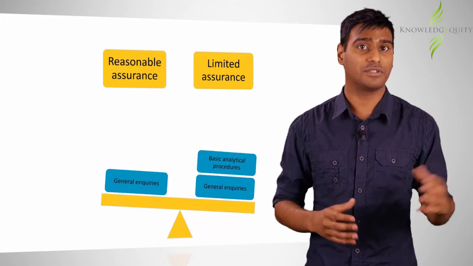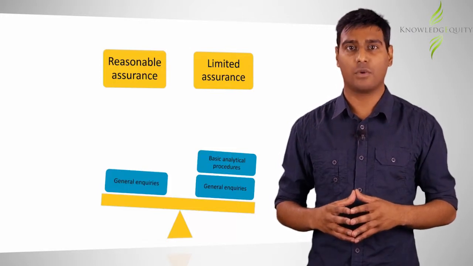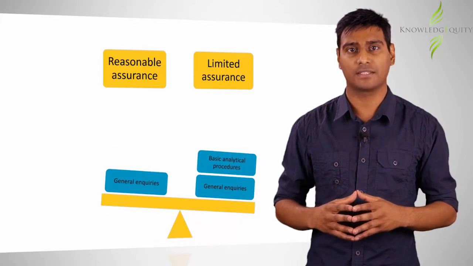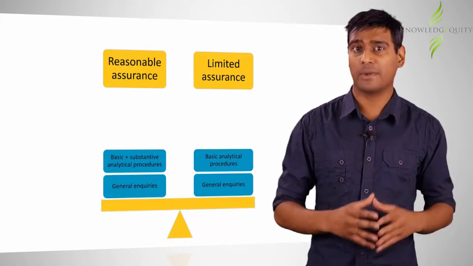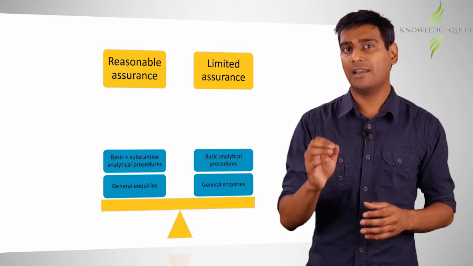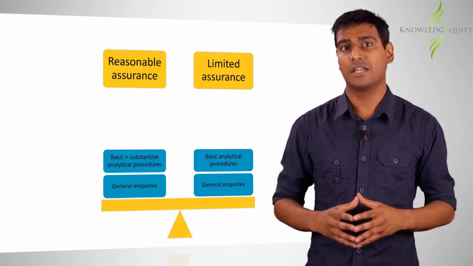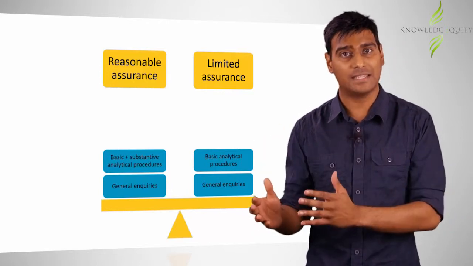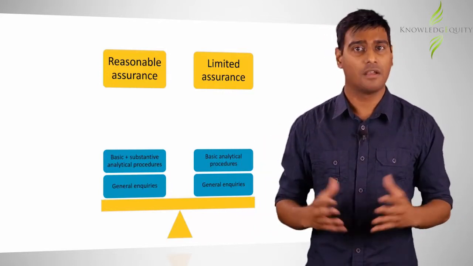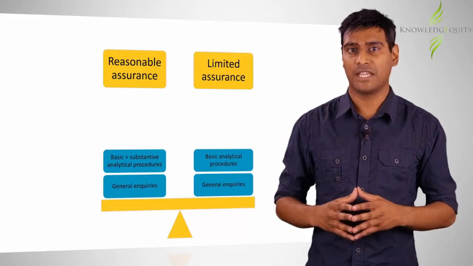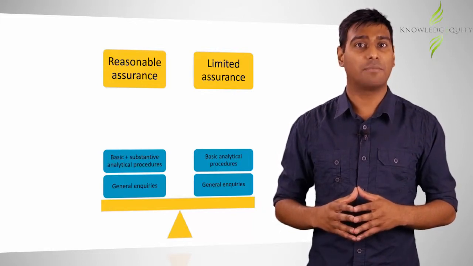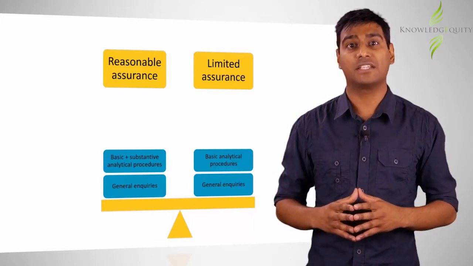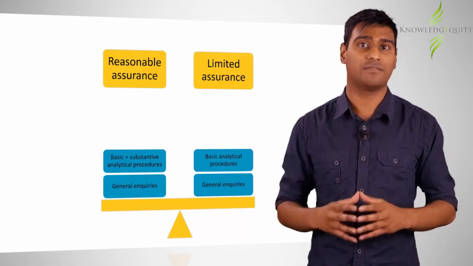In a reasonable assurance engagement, the practitioner will also be required to obtain an understanding of the entity and the business by making general inquiries. The practitioner will also perform analytical procedures, but unlike in a limited assurance engagement, the practitioner will be required to perform both basic as well as substantive analytical procedures. For example, in a limited assurance engagement, the practitioner would rely primarily on inquiry, whereas in a reasonable assurance engagement, the practitioner would be required to seek corroborative evidence.